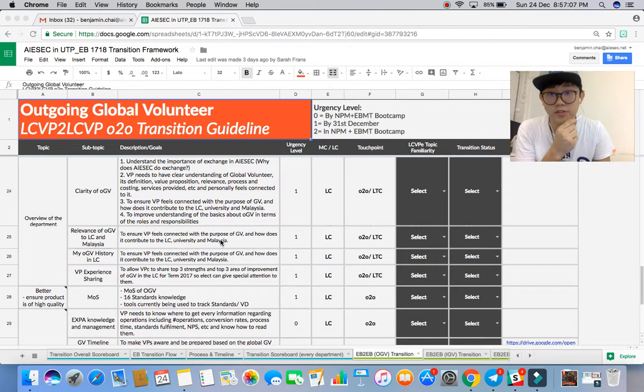Then there is the relevance of oGV to the LC and Malaysia, to ensure that the VP feels connected with the purpose of GV, which is basically the same thing as how it contributes. Then something that only you would know is oGV's history in the LC. Make sure that you are able to at least cover 2 to 3 terms back: what was the main progress of oGV in the LC for the past 3 terms, so that they get to know a simple picture. Share with them what went well, even better if, and what else can be improved.